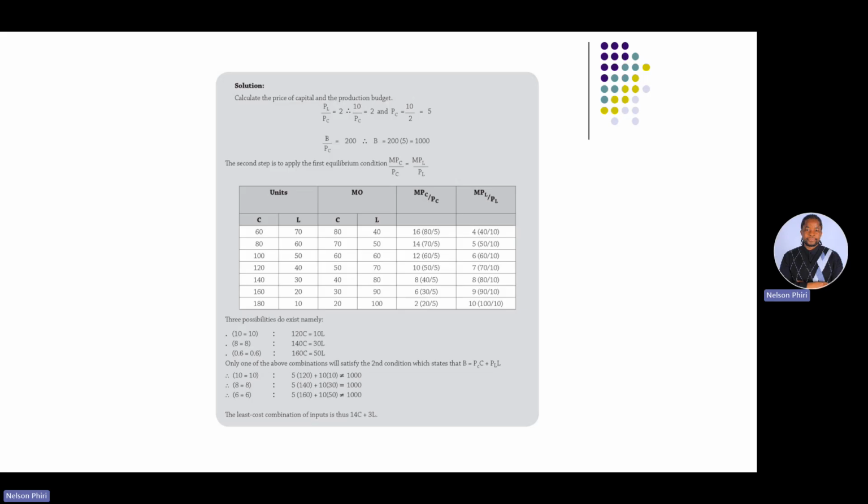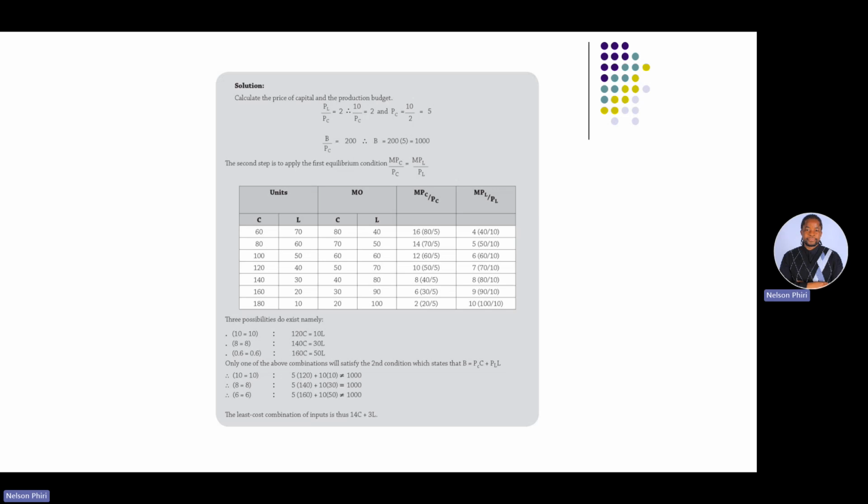So there are 3 possibilities here. We have to look at where your marginal productivity of capital divided by the price of capital is equivalent to the marginal productivity of labor divided by the price of labor. So we have a situation where we have 10 in both the marginal productivity of capital divided by the price of capital. So this 10 corresponds to 120 units of capital. And when you go to your labor, this 10 corresponds to 10 units of labor, which is why we have 120C is equal to 10L there.